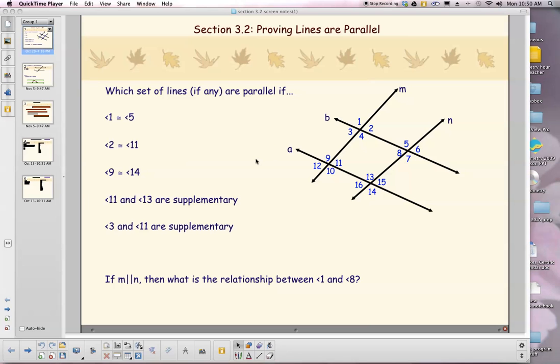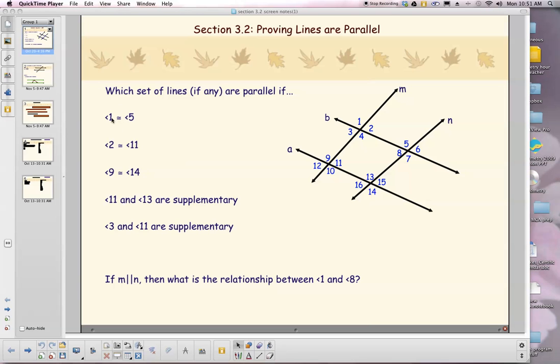So it's still about alternate interior, alternate exterior, same side interior. It's still about those angles, but now we're going backwards. Instead of saying because the lines are parallel, alternate interior angles are congruent, we're going to say if alternate interior angles are congruent, then the lines must be parallel. So we're kind of looking at the converse of what we did in the last lesson.